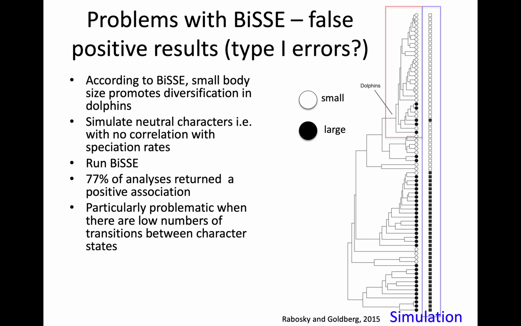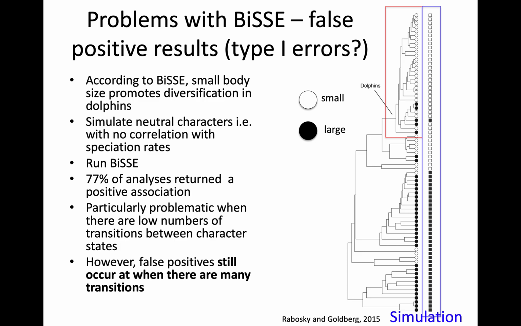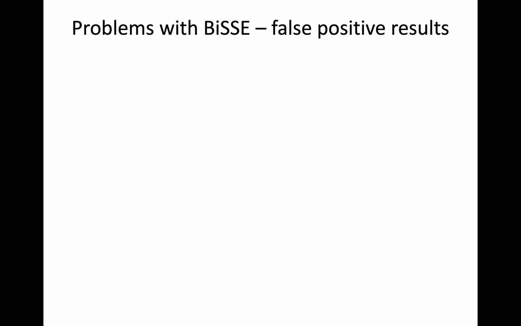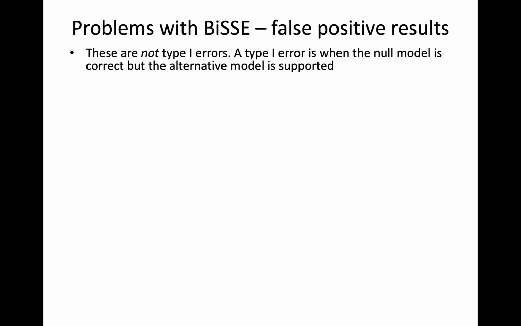And this is, again, especially a risk when there are very few independent state changes on the tree. But even if there are many transitions, such false positives are still sometimes produced by BiSSE. Here there are many state changes, and here it might happen too. So what exactly is going on here? It's not quite a type 1 error, because that is an error when the null model is correct, yet we choose the alternative.